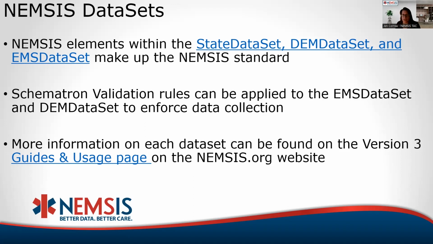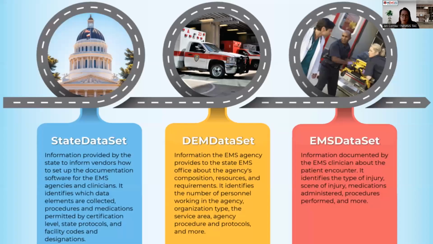For more information on each of the data sets, it can be found on that guides and usage page that Lauri showed us earlier. But I did bring the infographic into the PowerPoint so you could see it as well. So the state data set, represented by the Capitol building, is provided by your EMS data manager and their vendor. They work on that together. And that just lets your agencies know what the state expectations are in their software and what they should be collecting. The demographic data set, that's a snapshot of information about your provider agencies.